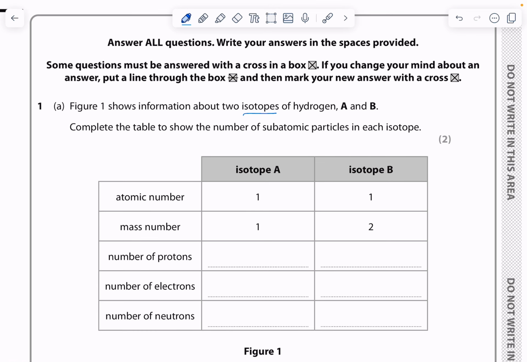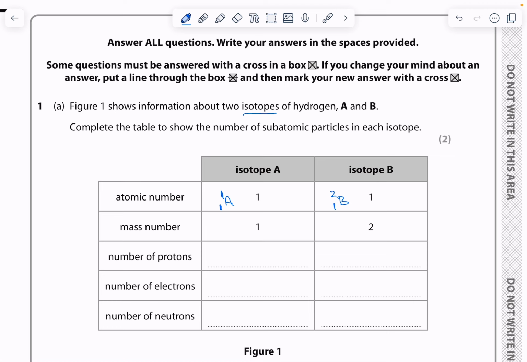Now, the way they've set this out, there's a little trap just to be aware of, because the mass number goes at the top and the atomic number goes at the bottom. So that one doesn't matter too much. But over here, for isotope B, that's going to be a mass number of 2 and an atomic number of 1. If it helps you to write that like that, you can do that.